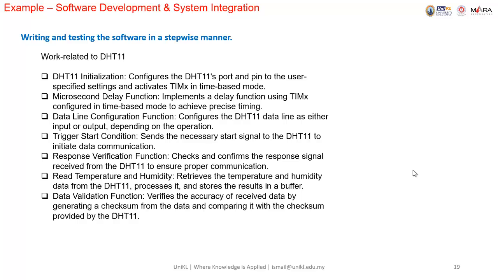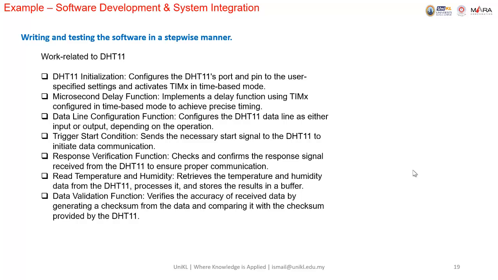Trigger start conditions send the necessary start signal to the DHT11. We need to wake up the DHT11 before we can communicate with it. So we need to trigger it. So I call it as trigger start condition. And then when we trigger the DHT11, it will respond. So we need to check either it responds correctly or not. If not respond, it can be maybe the wire broken, or it can be the DHT11 is not there, not at that line, data line, for example.